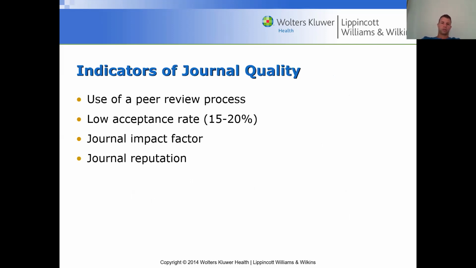Indicators of journal quality: the use of peer review process, the low acceptance rate. Okay. Again, it's one of those things where you're like, man, low acceptance rate. Again, why is that important? Because you don't want a journal that just takes everything.